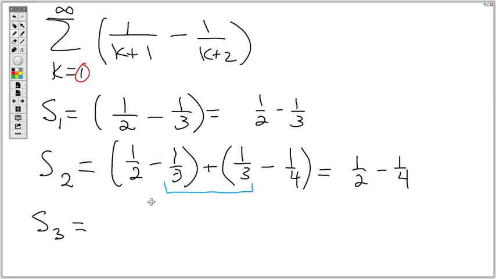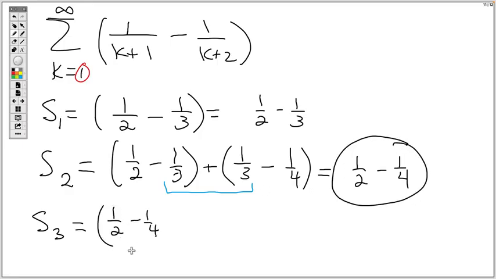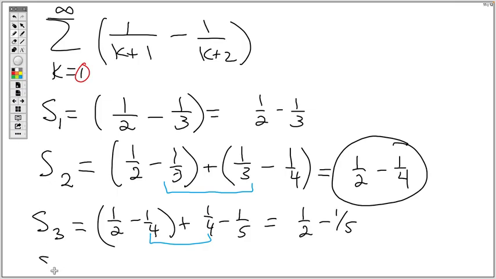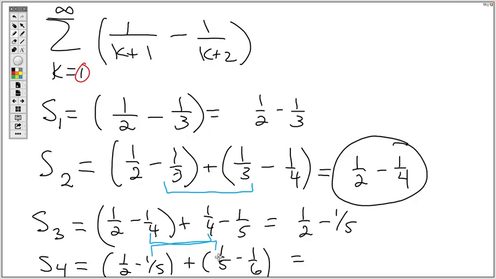S3 is the sum of the first three terms. But remember what we talked about yesterday, I have the sum of the first two terms already. We're just going to tack on the third term. And look what happens here. S4. I'm already going to get S3. The sum of the first three terms is going to be 1/2 minus 1/5. I just have to add on the fourth term, 1/5 minus 1/6. Those drop out.